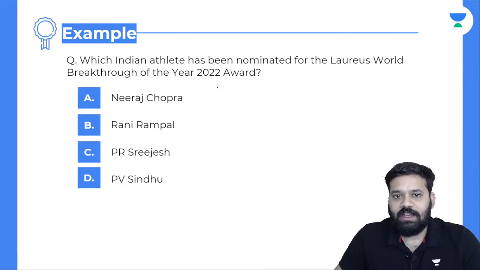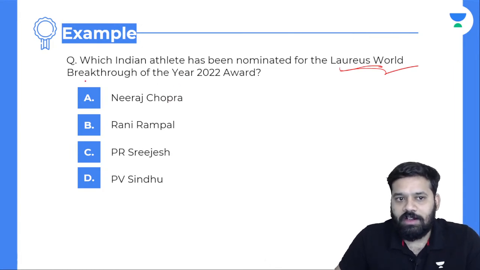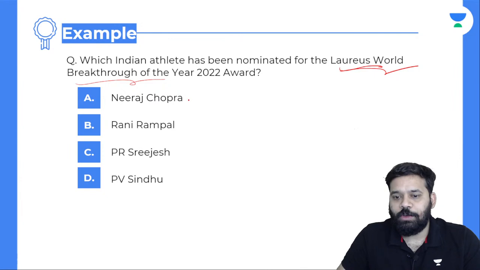Which Indian athlete has been nominated for the Laureus World Breakthrough of the Year 2022 award? Who is that Indian athlete who has been nominated for it? He has been nominated. He's not the winner of it yet. If he's the winner, we'll have to go through it again. Laureus World Breakthrough of the Year 2022 award. Who has got it?